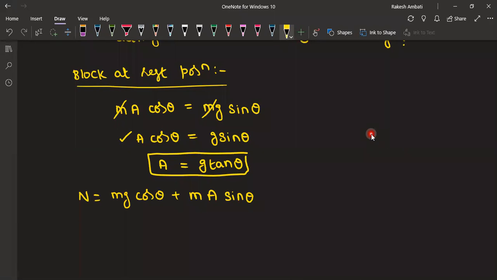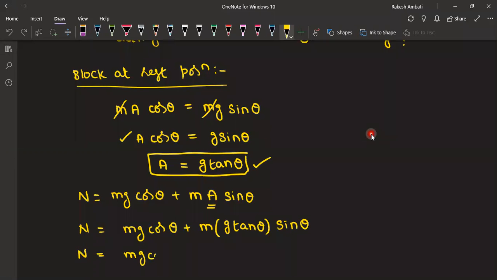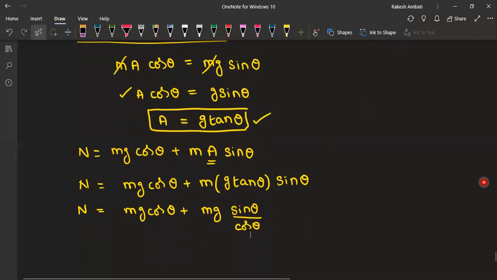Now this we have to simplify. N equal to mg cos theta plus m into, in the place of capital A, I am writing g tan theta. In the place of capital A, we are writing this result, g tan theta into sin theta. That implies N equal to mg cos theta plus mg. In the place of tan theta, we are writing sin theta upon cos theta, into, again we have sin theta.